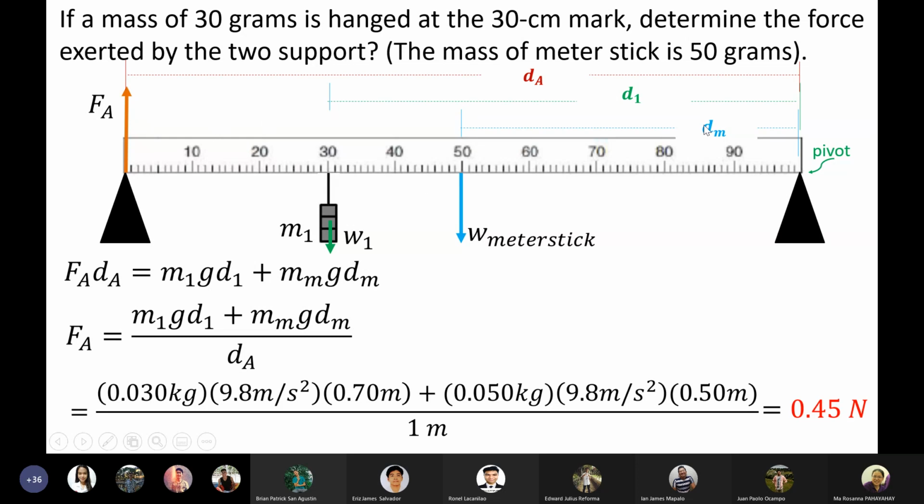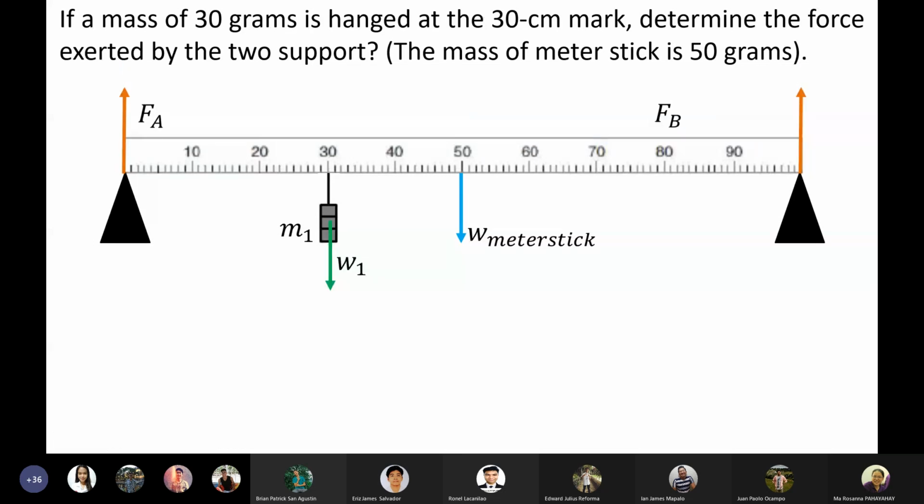Yung ating summation, yung ating position ng mga masses on a bridge, okay? So that will be, okay, now, ito pala yun. Okay, so yung support B is 0.33 Newton and si support A is 0.45. And if we will get the weight 1, 0.49 and 0.49. If we will add these two forces, it's just equal to the sum of weight 1 and weight ng meter stick. Okay, so that is the idea.